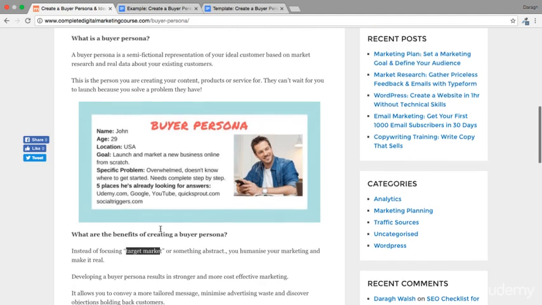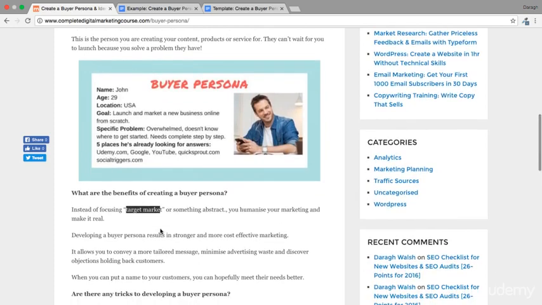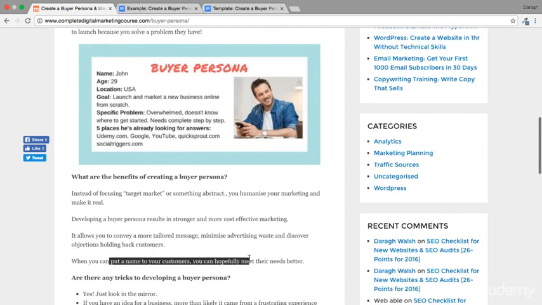So really the buyer persona is just an exercise to humanize things, to make it real for you, and as a result you can make better products and have stronger and more cost-effective marketing, because you've got that more tailored message. You're minimizing all that waste instead of targeting lots of different people, and you can really discover what objections are holding customers back once you focus in. So it's an exercise in focus, and when you put a name to your customers, it just makes the whole process a lot easier for you.